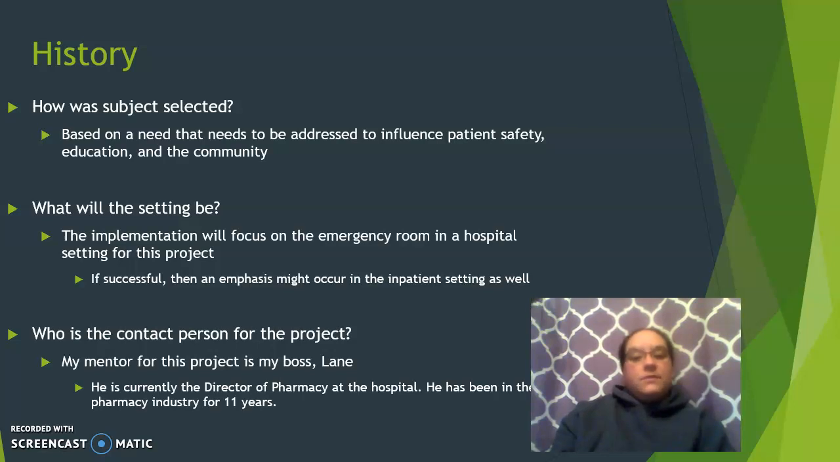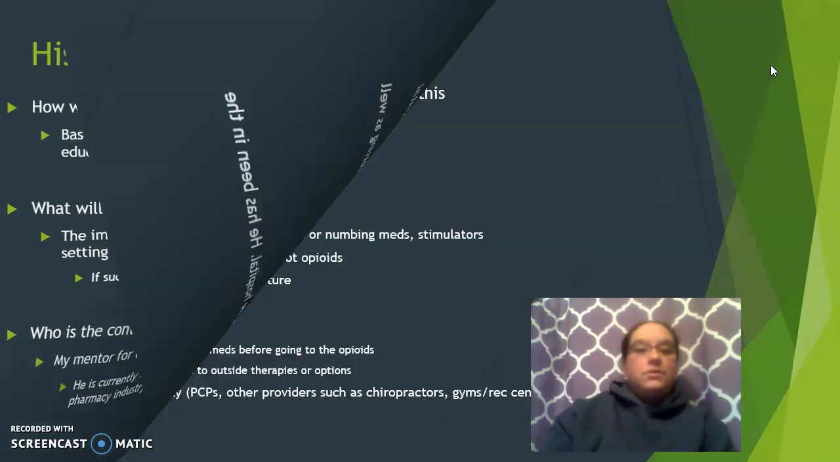My contact person for this project is my boss, Lane. He has graciously accepted to be the mentor for this. He has 11 years of experience in the pharmacy industry. He is currently attempting to implement an Alto-based program in our facility, so he will have firsthand knowledge of what is required and the time and the tools needed to accomplish this.